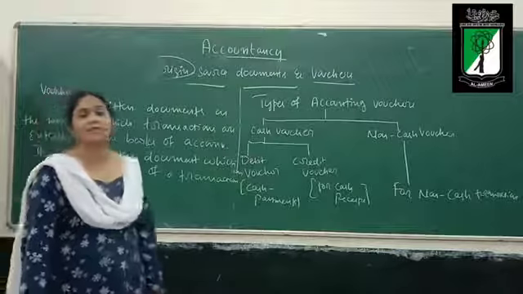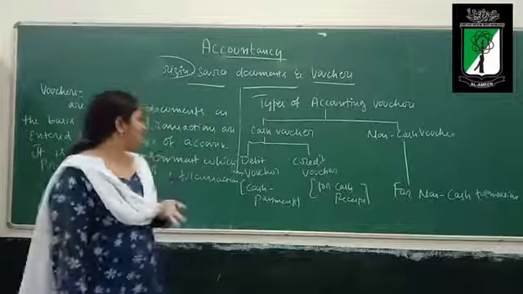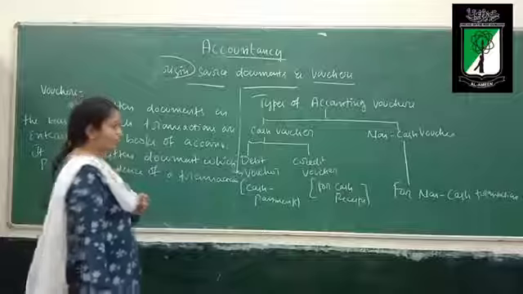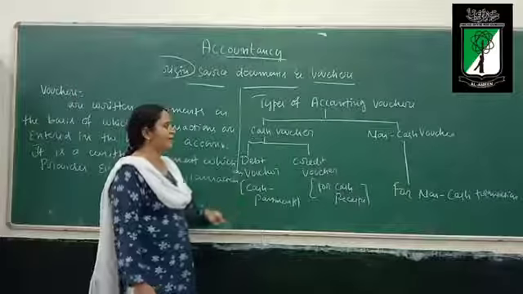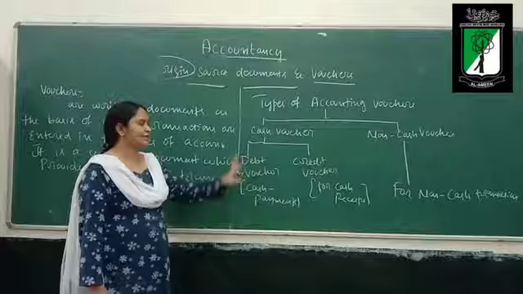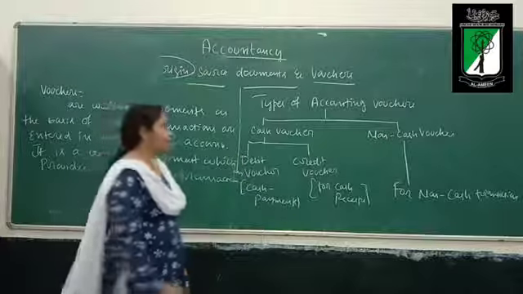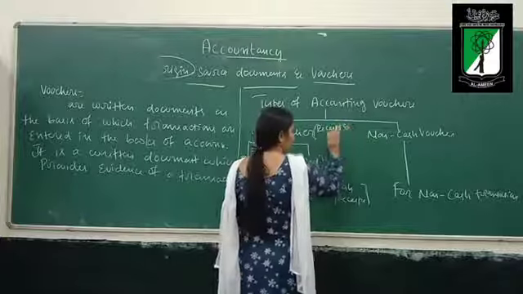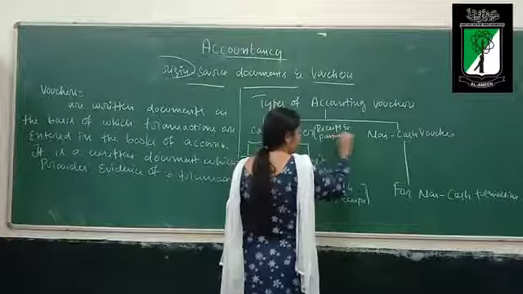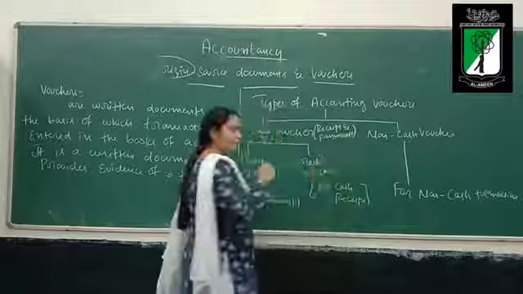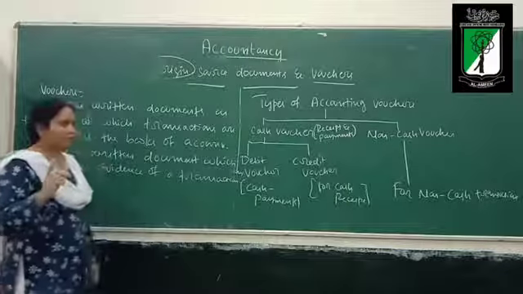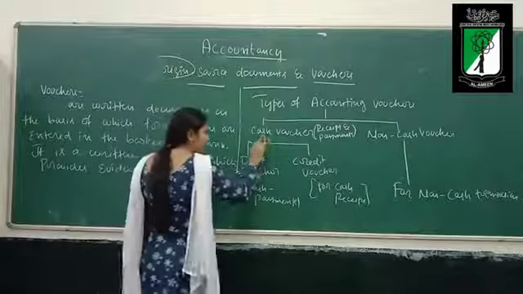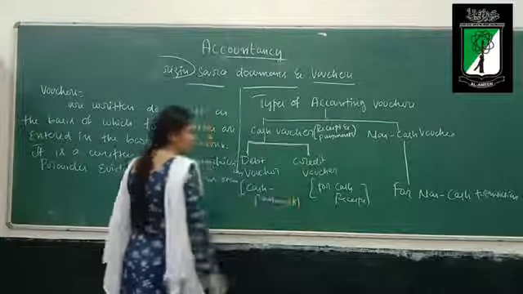The vouchers are classified into two types: cash voucher and non-cash voucher. A cash voucher is prepared at the time of cash receipt and cash payment. Receipt means when the business receives cash, and payment is when the business makes payment of cash. Again, cash voucher is classified into two types.